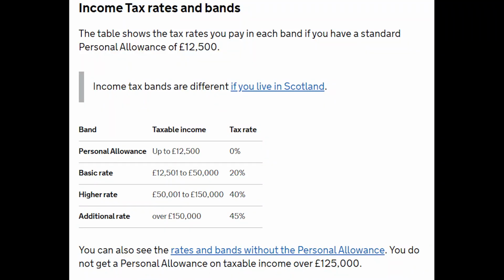So the first £12,500 is tax free. Okay, so if you earn less than £12,500, you're paying no tax. Now, if you earn between £12,500 and £50,000, you pay 20%. That is the basic rate. So you're a basic rate taxpayer if you fall within that amount.